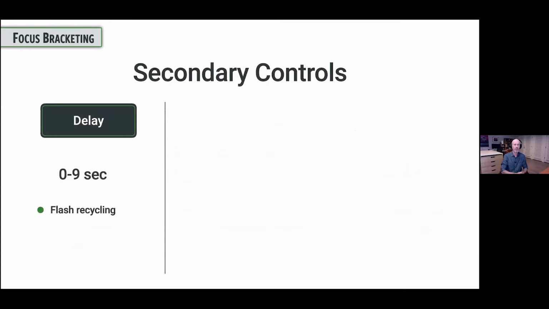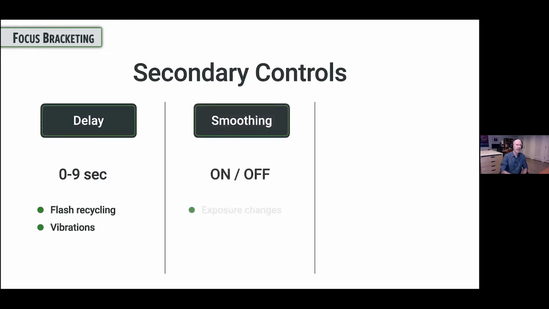Now, there's a few other things that you might have options. There might be a delay option. This might be handy if you're in a studio working with strobe units that need to recycle, or if there's vibrations on your camera and you just want a delay so that it's not picking up any movement of you pressing the button on the camera. Smoothing, I don't like this feature because this indicates that your camera is in some sort of automated exposure and you are shooting a series of images that are going to be combined into one image.